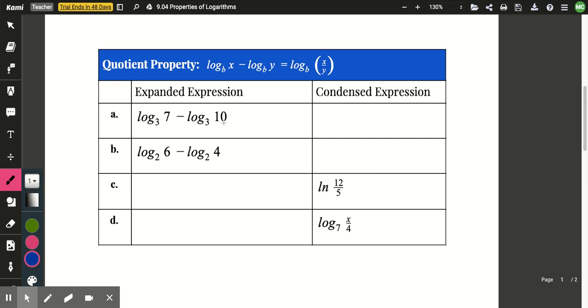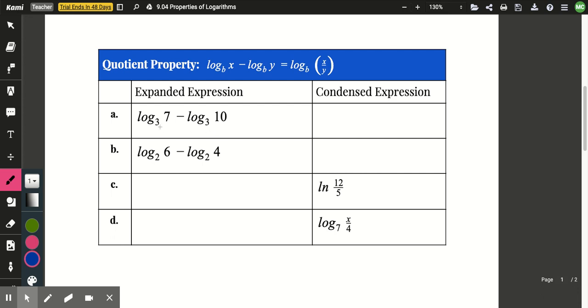Okay, our next property is called the quotient property. And the quotient property says that if you've got a log of something minus a log of something, you could rewrite that as a log of the first thing divided by the second thing. So we can condense it into a single logarithmic expression with the same base, of course. They do have to have the same base still.